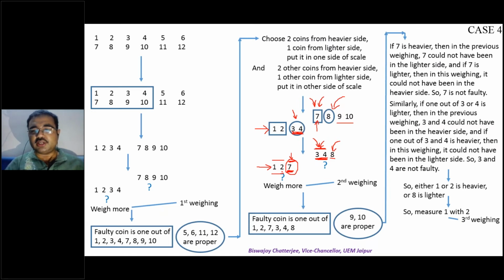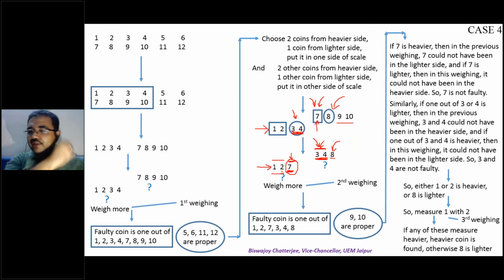So here is your third weighing. Measure 1 with 2 and see if any of these measure heavier. You know one of them can be heavier. So if one of them shows heavier, then you have got the heavier coin. But if they weigh the same, you know that 8 is lighter. So you have got the solution again. In how many weighings? In 3 weighings. So your job is done now.